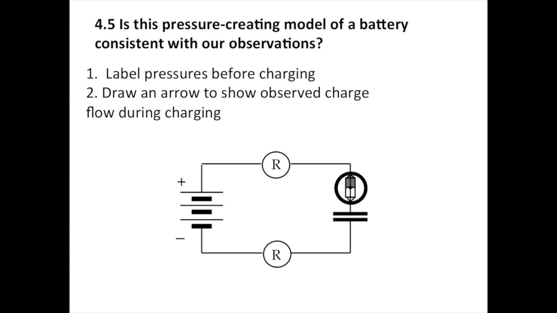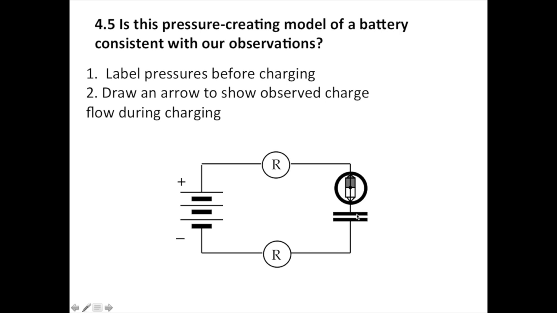4.5, is this pressure creating model of a battery consistent with our observations? So what we're going to do here is take a look at what we have observed for the charging of a capacitor, and then we're going to see what this pressure creating model of a battery would predict, and if it can explain and if it's consistent with what we observed. So step 1 is to label the pressures before charging. Well, we already talked about in this proposed model, the pressure of the positive terminal of the battery would be high, and the pressure of the negative terminal of the battery is low.